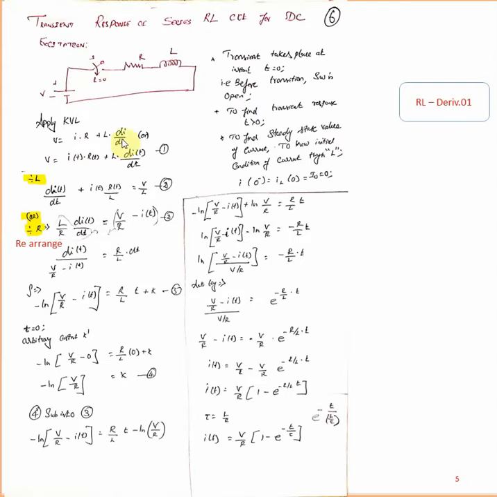VR is equal to nothing but I dot R. VL is equal to what? This one, L dot di by dt. So this is about equation number 1. With respect to t, I will write.